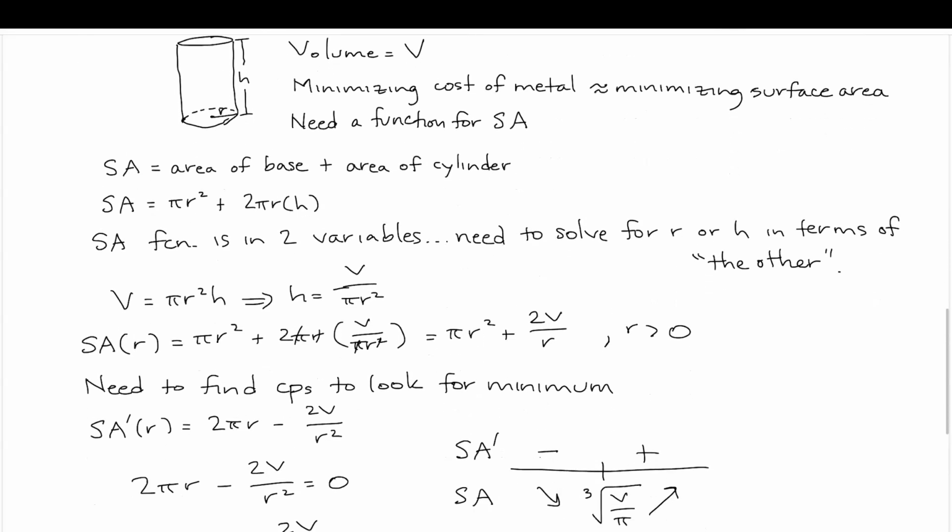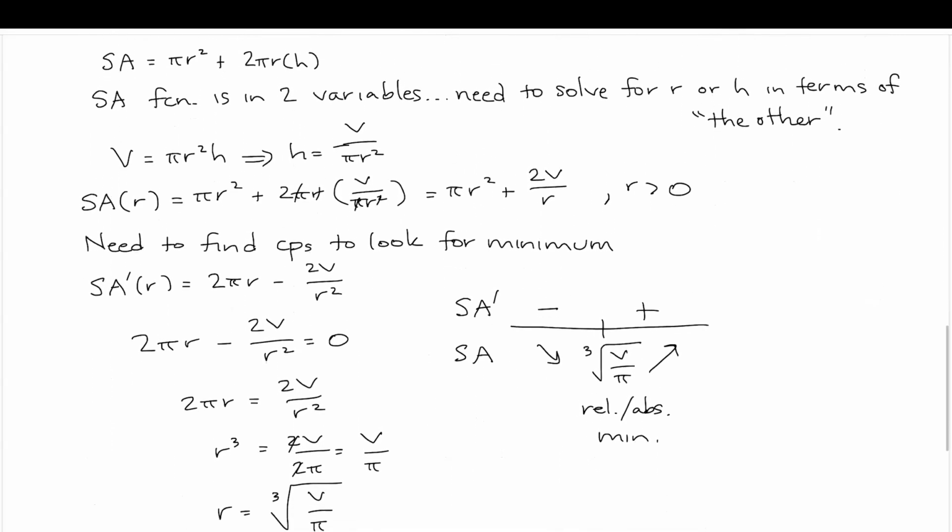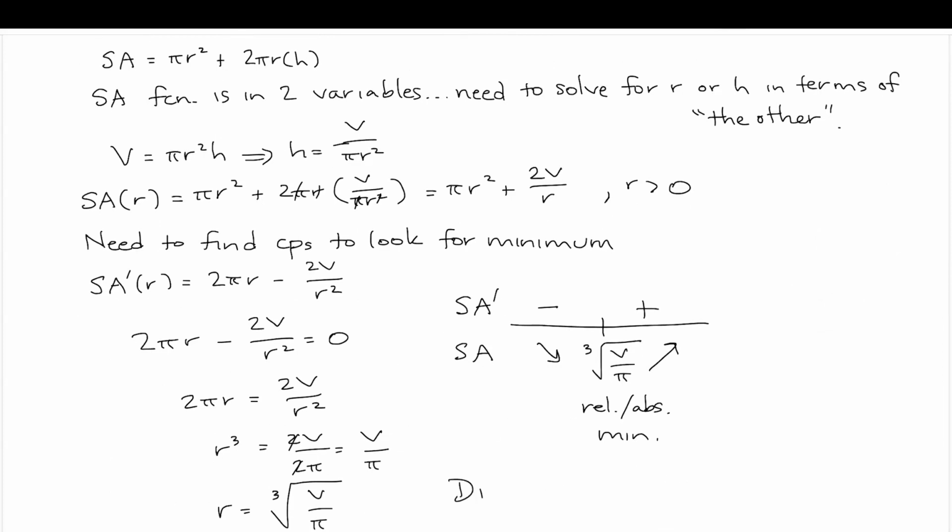Now, the question said, find the dimensions that will minimize the cost of metal to make the can. So always make sure that you go back and read the question and make sure you answer the question. The radius will be the cube root of whatever that volume is over pi, and that's of course in centimeters.